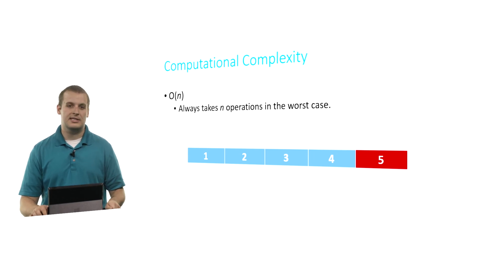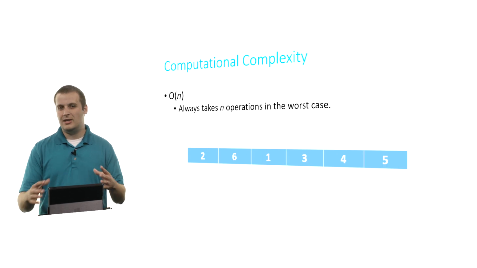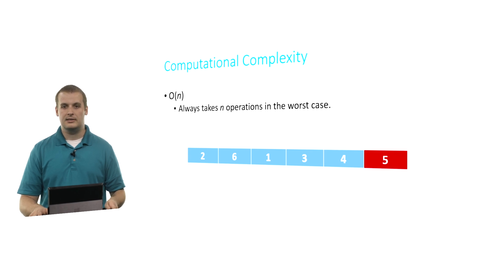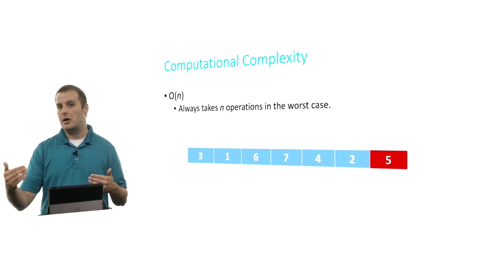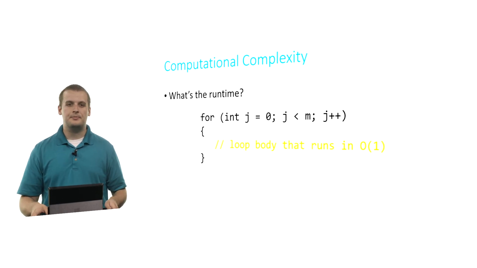And so this algorithm runs in linear time. We can confirm that by extrapolating a little bit: if we had a 6-element array and we were looking for the number 5, it might take 6 steps. If we have a 7-element array and we're looking for the number 5, it might take 7 steps. As we add one more element to our array, it takes one more step. That's a linear algorithm in the worst case.